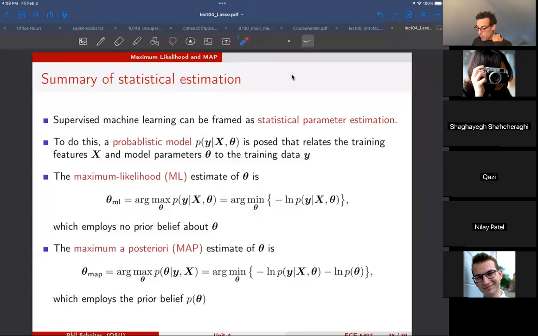On the other hand, we could model theta itself as a random variable, and we could maximize the probability of beta given the data we collected. Equivalently, we could minimize the negative log likelihood minus the log prior on beta. And this does employ a prior belief on theta.